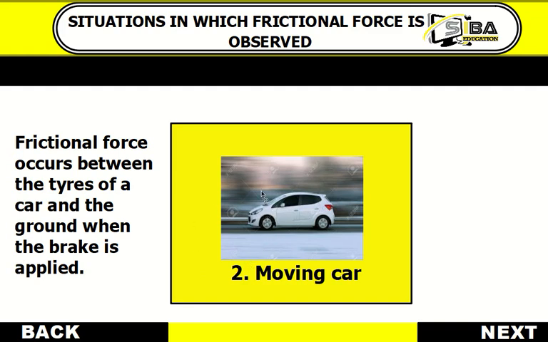This moving car you see here, as soon as the driver applies the brake, suddenly the car stops moving. What caused that? It's because of the friction. The friction between the car tires and the ground causes the car or moving object to stop moving.